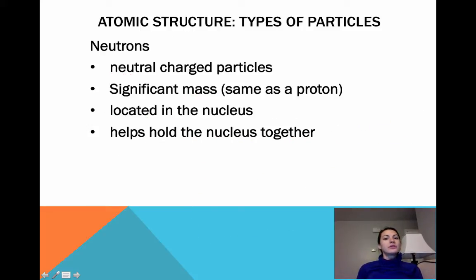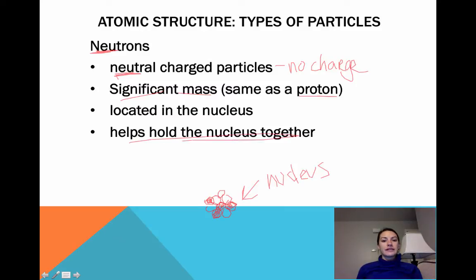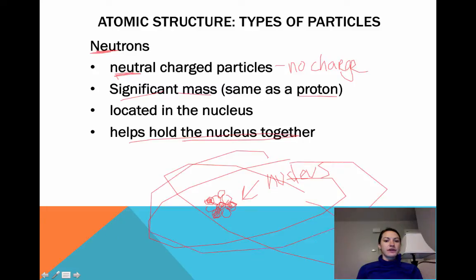Neutrons are going to be our neutrally charged particles, so they have no charge. They are neutral. Remember that root, neutral, neutron. All right, they also have a significant mass, and that's going to be equal to that of a proton. So in the center of our atom, we've got protons and we've got neutrons. I draw them sort of like this, like a little group of grapes. Okay? And so that's going to be in the center of our atom, in the nucleus. And what the neutrons do is they help hold the nucleus together. All right? So they help bind these protons all in the same place. We're going to have our electrons floating out here in our different orbitals. All right, we'll get to that next.